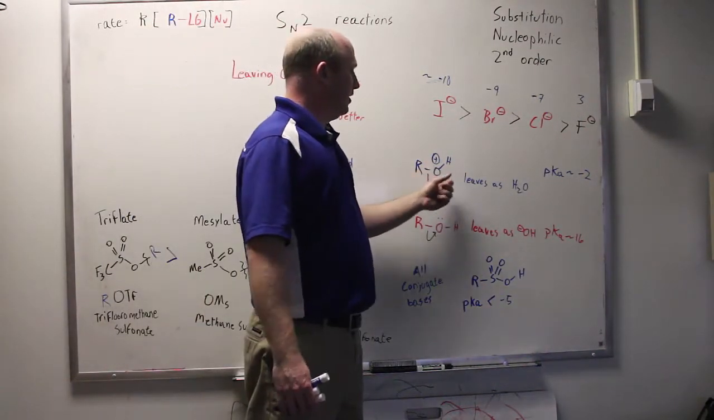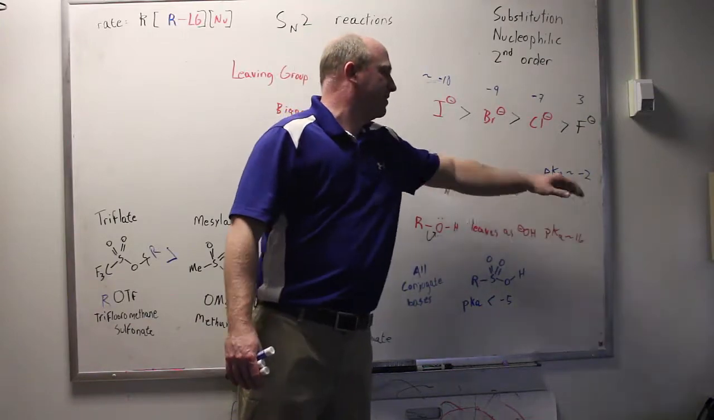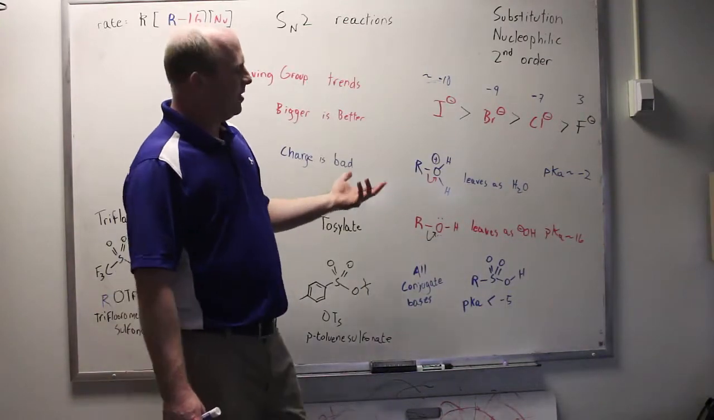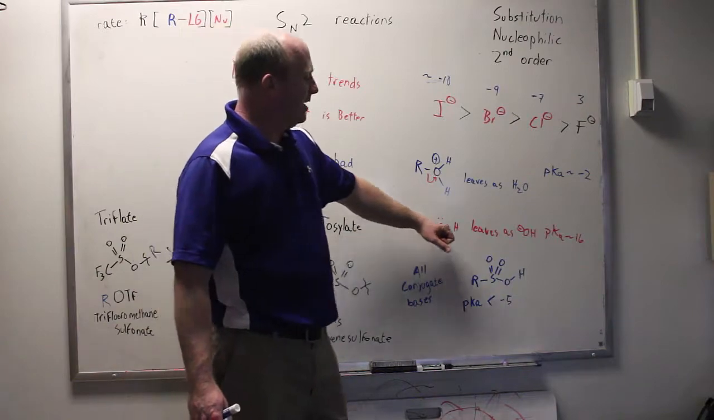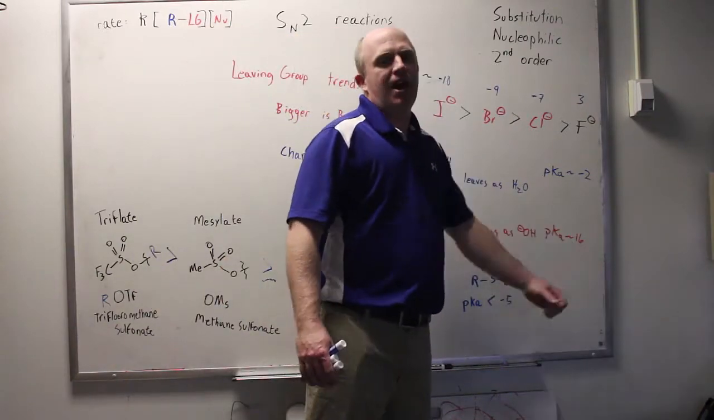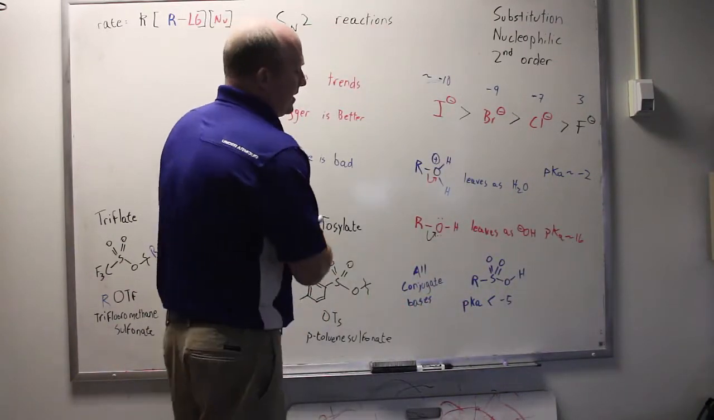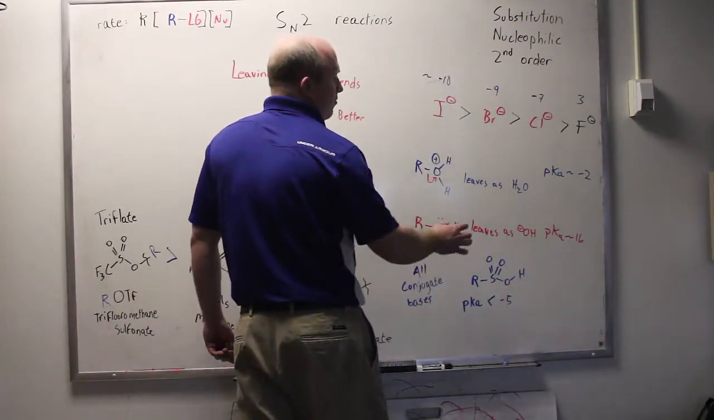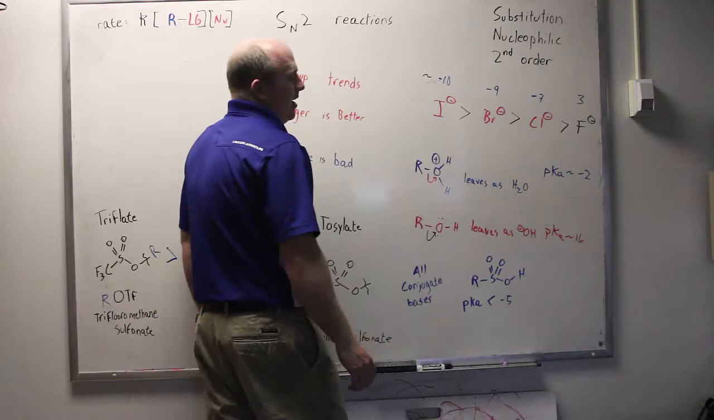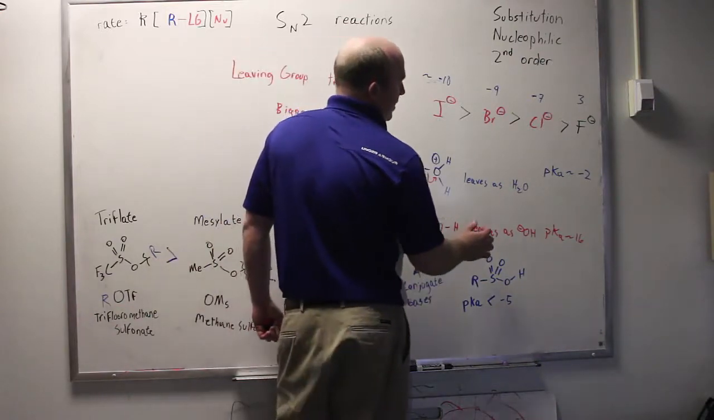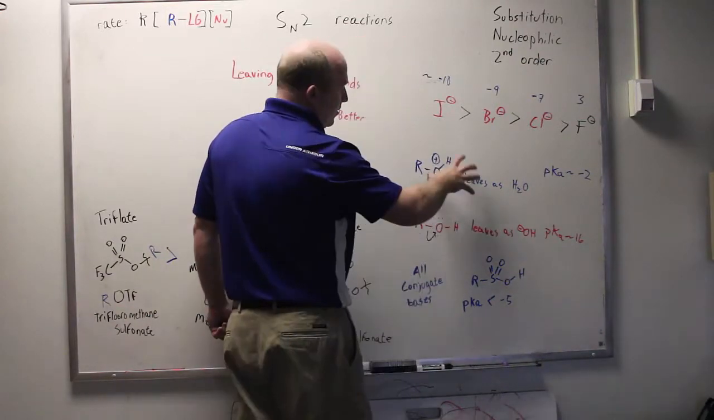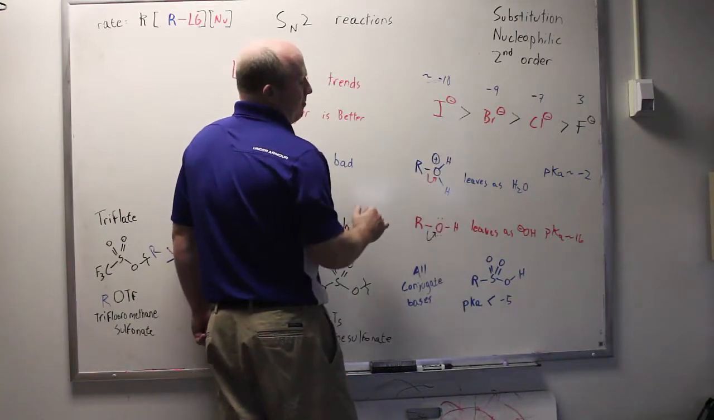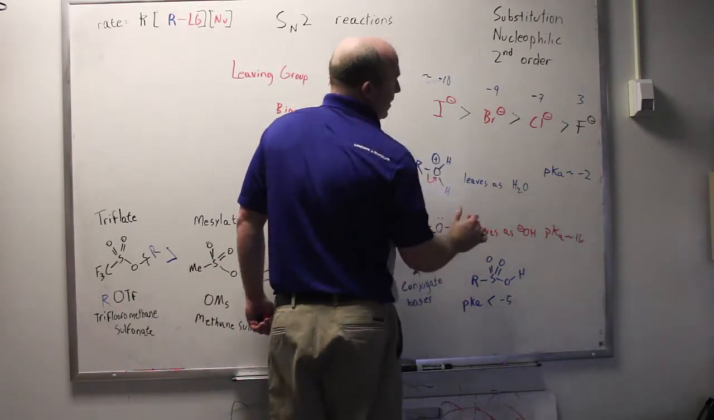Having a water leave as water is something that's acceptable. It's slow, it's not necessarily good, but it's acceptable. Having OH minus leave is something that essentially never happens. A pKa of 16 suggests it's far too strong of a conjugate base to leave on its own. You really need to have the conjugate base of a strong acid. You need this to be a pKa of -2 or so in order to contemplate it leaving.